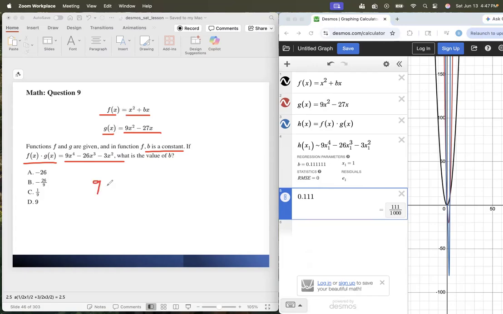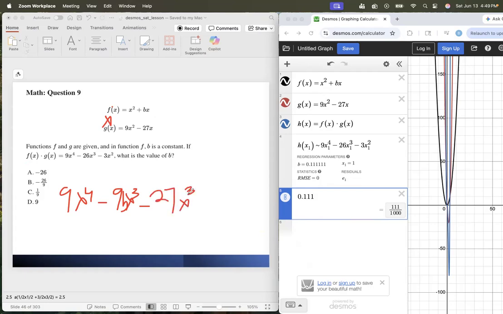This will be what? 9. If you multiply this times that, you're going to get 9s raised to what? 4. 9 multiplied by this is going to get 9bs to the power 3. Negative 27, you multiply the first one, you get negative 27 s to the power 3. And then you're going to have 27bx. This square, this should be equal to, there's only one b that has s squared. You can equate it to that or whichever.